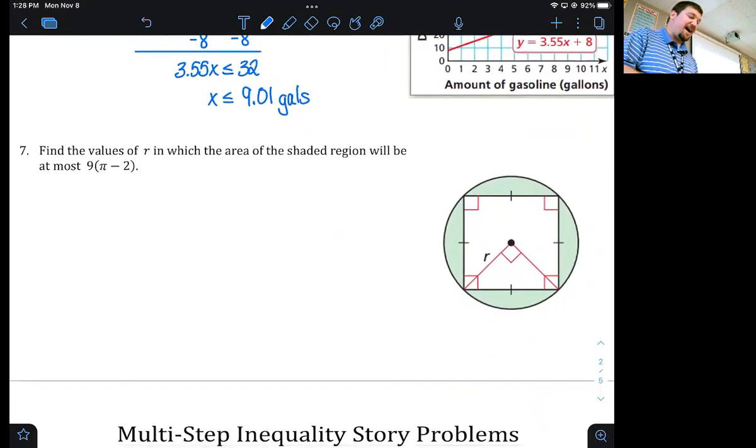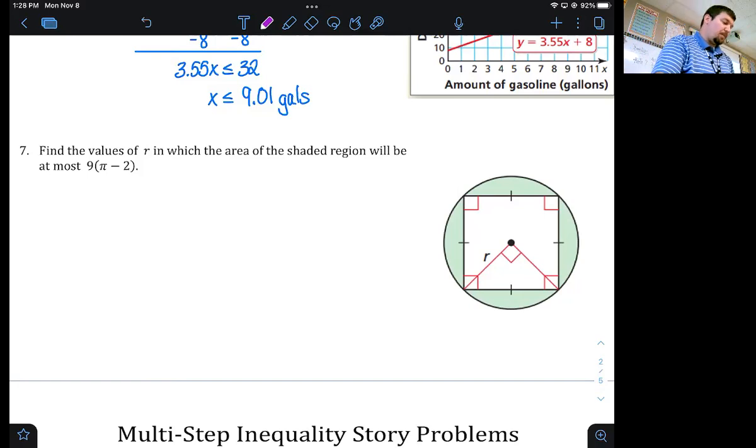Number 7, find the values of R in which the area of the shaded region would be at most 9 times quantity pi minus 2. What does that mean? First of all, what color are they using for the shaded area? Okay. And what's the shape of the image that's not shaded in? Square. Okay. What's the shape of the entire image? Circle. Oh, these are things we know how to take the area of.